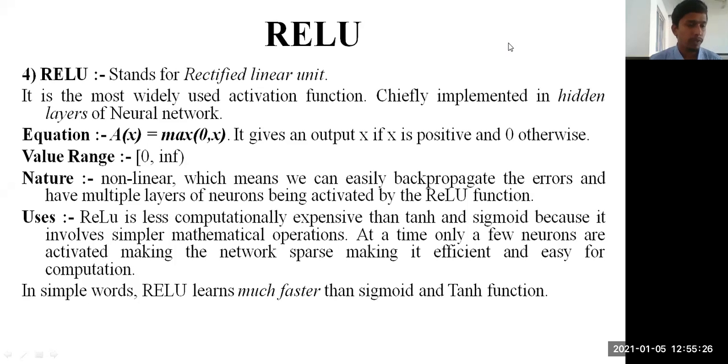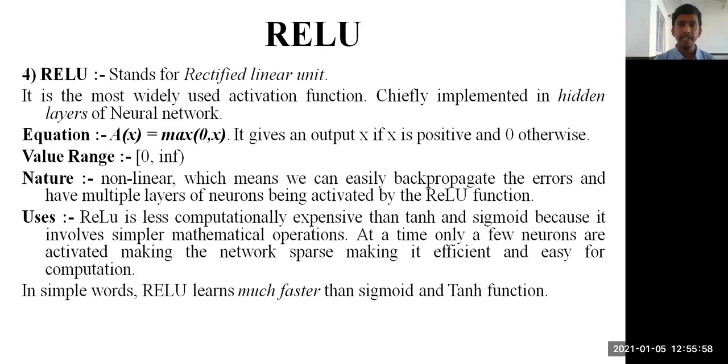The range lies between 0 and plus infinity, and the equation used to compute the ReLU function is f of x equal to max of 0 comma x. So it gives an output x if x is positive and 0 otherwise. It will give only a positive value or a 0 value. And it is also non-linear in nature, which means we can easily backpropagate the errors and have multiple layers of neurons being activated by the ReLU function.